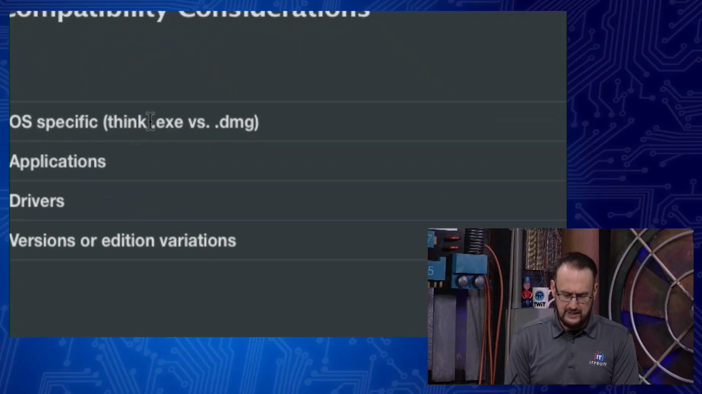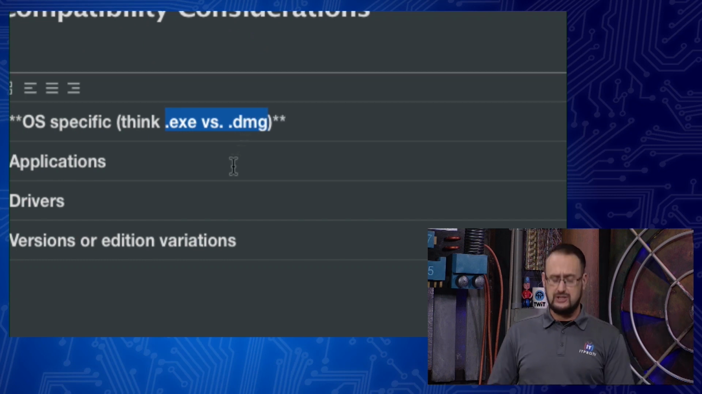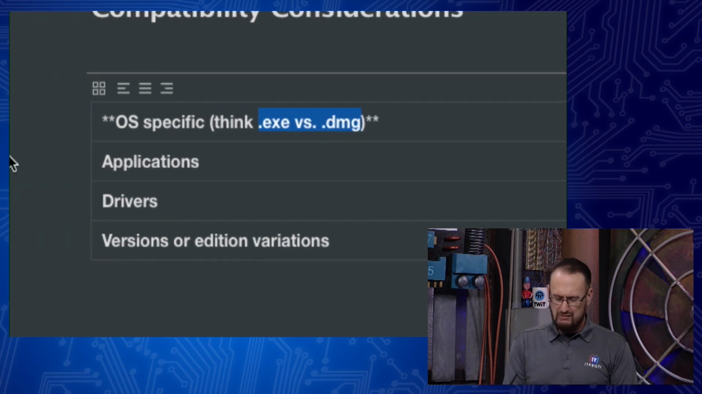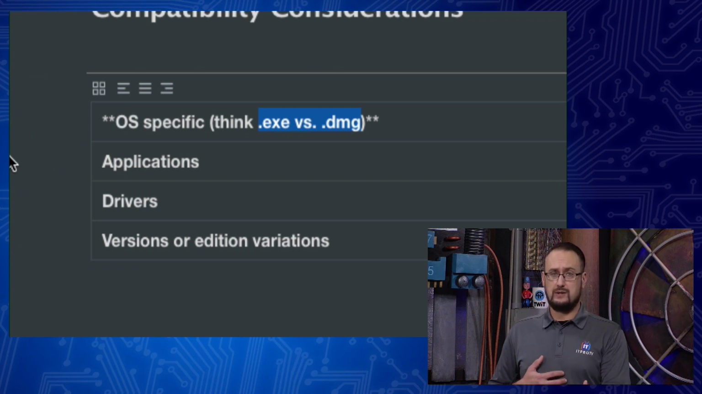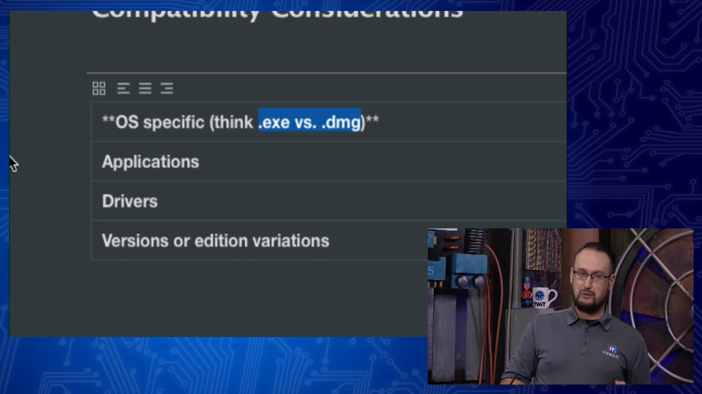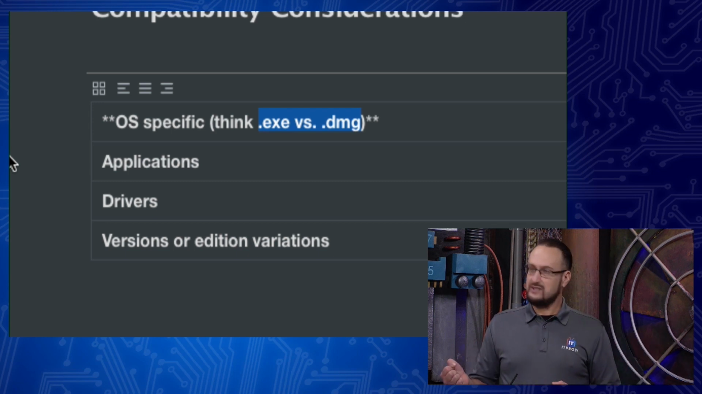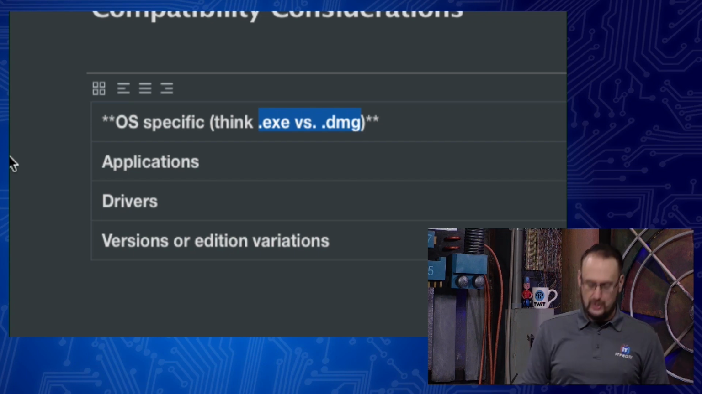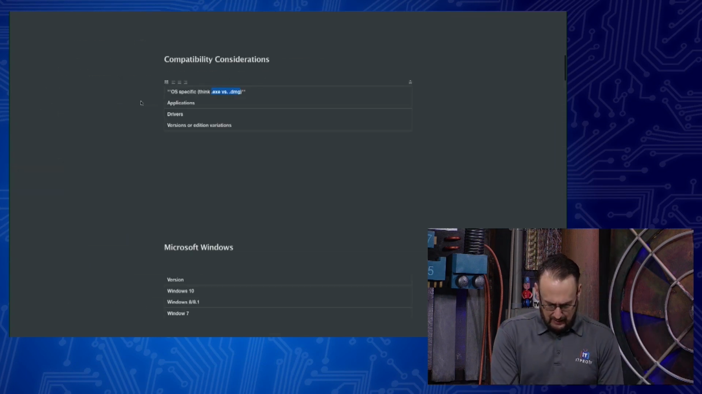Let me go back to our diagram real quick, because I want you to think more than that. When we install applications and programs, which all fall under the same thing, am I going to use an executable, or am I going to use a disk image, the DMG format, by the way? Executable is something that's in Windows, and let me show you what I mean by that.